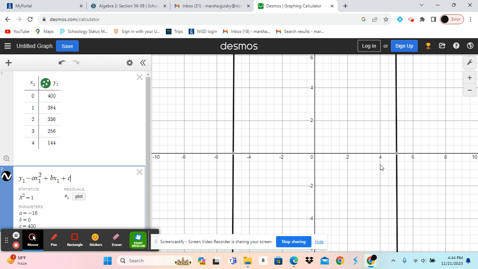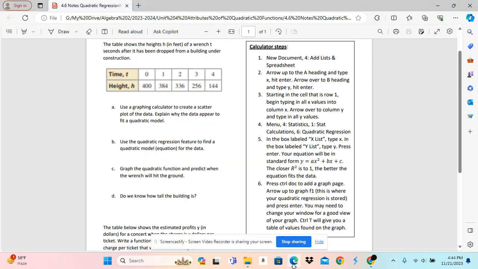And Desmos also goes ahead and graphs this quadratic for you. Now, let's go back. The time goes from 0 to 4, but we know our wrench doesn't stop in the air 144 feet off the ground. So this table is incomplete. All right. So we need to figure out some other values. Also, it doesn't make sense for our time to ever be negative. It doesn't make sense for our height to ever be negative.